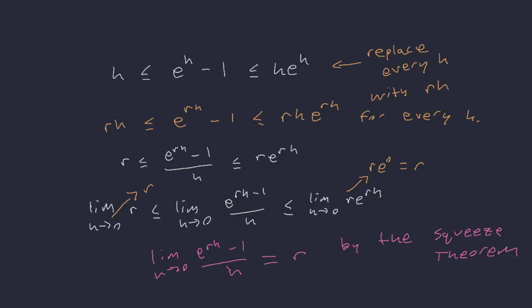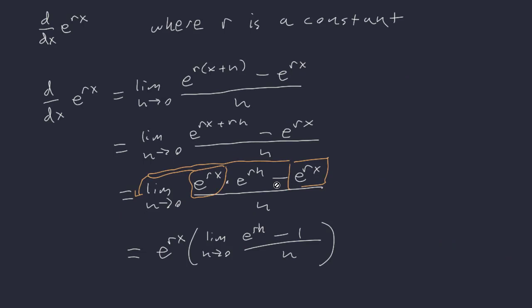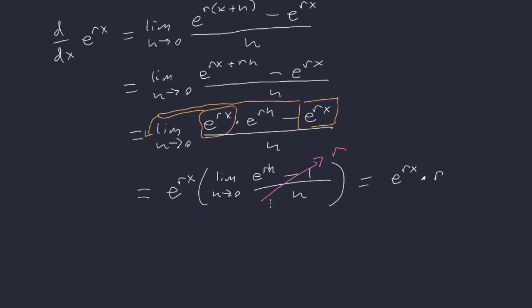Okay, so now if we step back to our previous work, we got down to e to the rx times the limit as h goes to 0 of e to the rh minus 1 all over h, which we just found goes to r. So we end up with e to the rx times r, or specifically, the derivative with respect to x of e to the rx is r e to the rx.